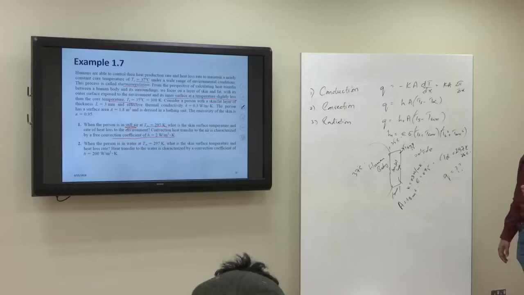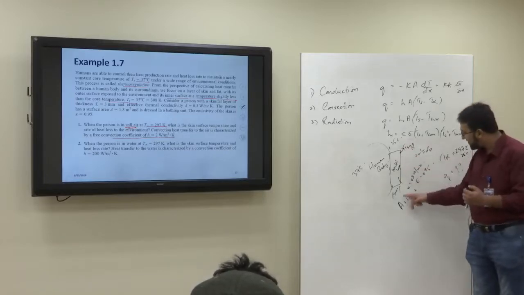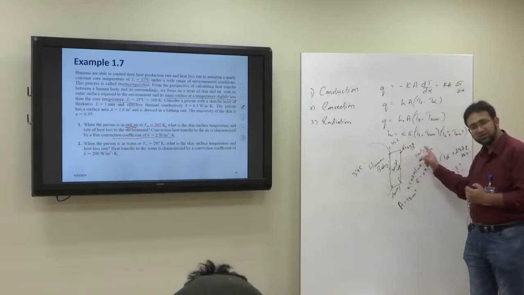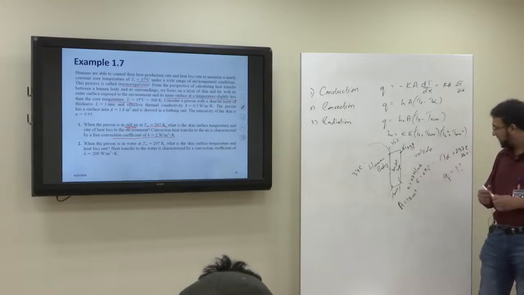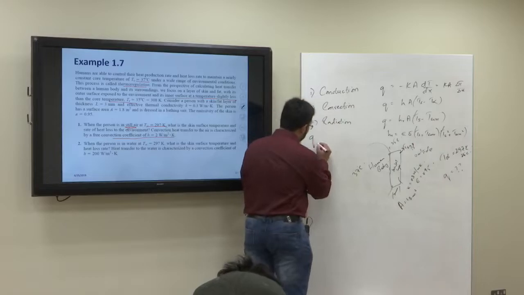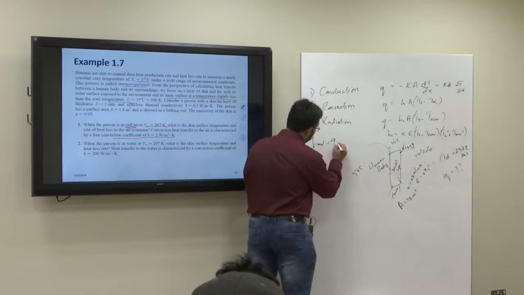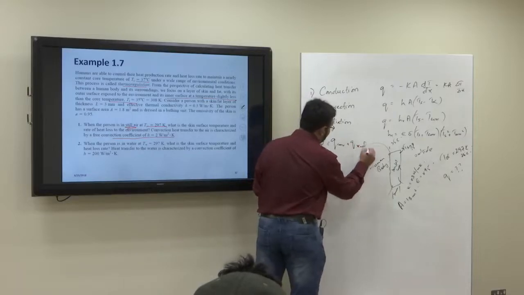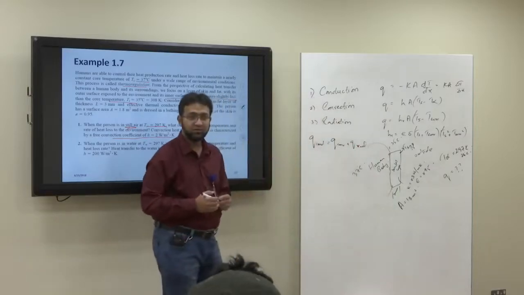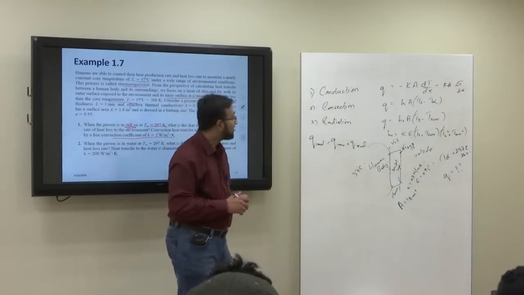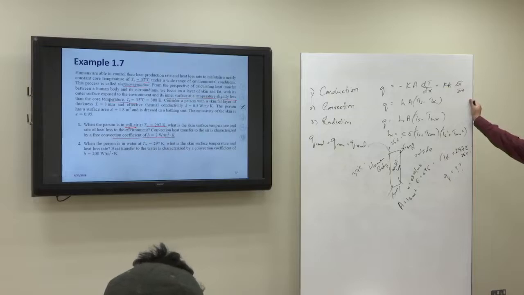Now we have to apply the surface balance. Surface balance says that at the surface the amount of energy conducted is equal to the amount of energy convected plus radiated. So as for the surface energy balance, Q conducted is equal to Q convected plus Q radiated. Right? That's the thing. Let's talk about Q conduction, KA delta T by delta X. Right?